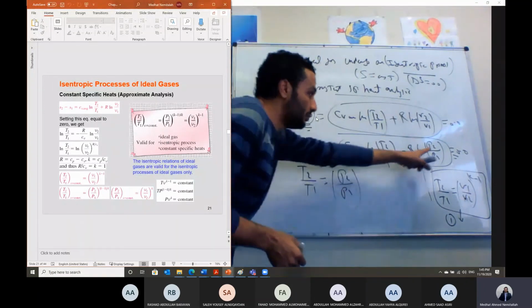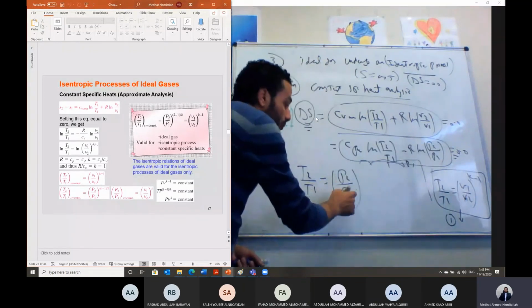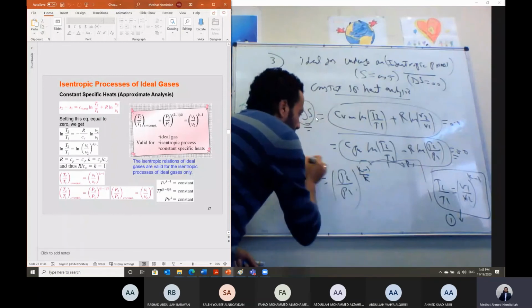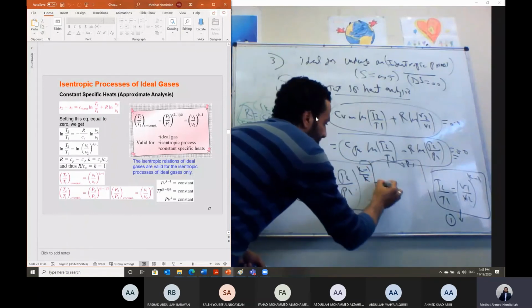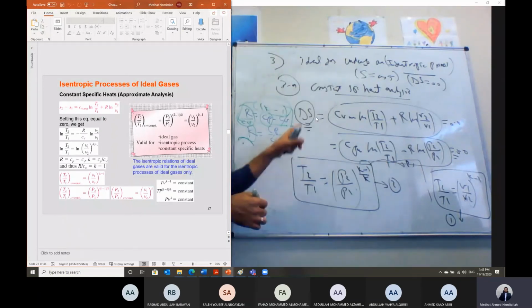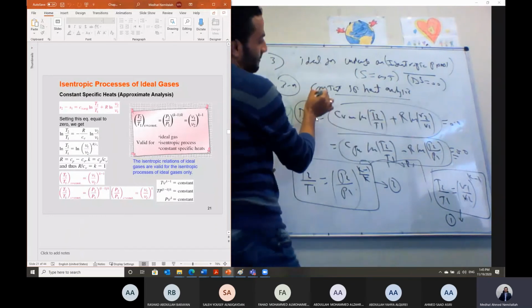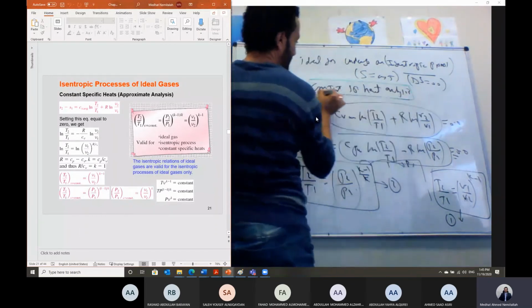Then we can say T2 over T1 will equal P2 over P1 to the power (k minus 1) over k. And this is the second isentropic relation. But second isentropic relation following what? Following the constant specific heat approach.